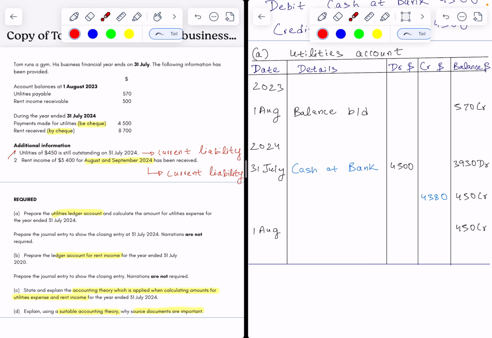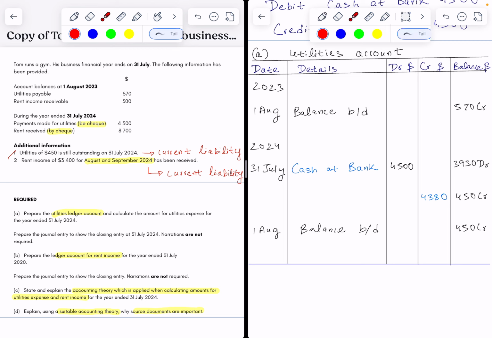This amount of $450 for utilities payable at 31 July 2024 must be carried forward as the opening balance on 1 August 2024, right? So on 1 August 2024, because this is a current liability, the opening balance is definitely going to have $450 credit, okay? Because it's a liability. And the relevant details that we will write is the balance brought down on 1 August 2024, which means that this is the opening balance representing utilities payable from previous year ending 31 July 2024.